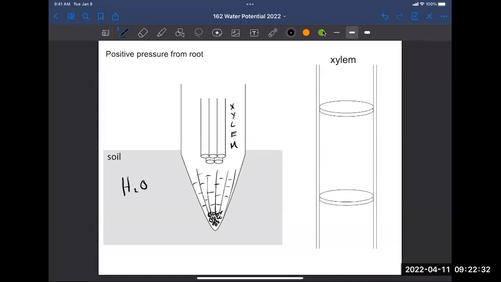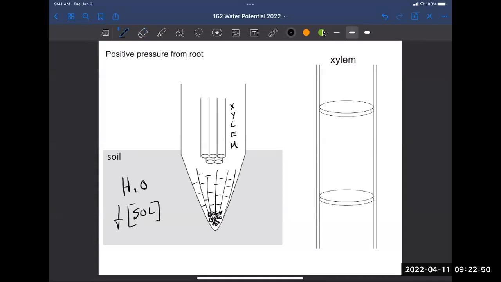Okay, so the solute concentration, this is going to sound a little weird, but the solute concentration in soil is very, very low. Low solute, low osmolarity.